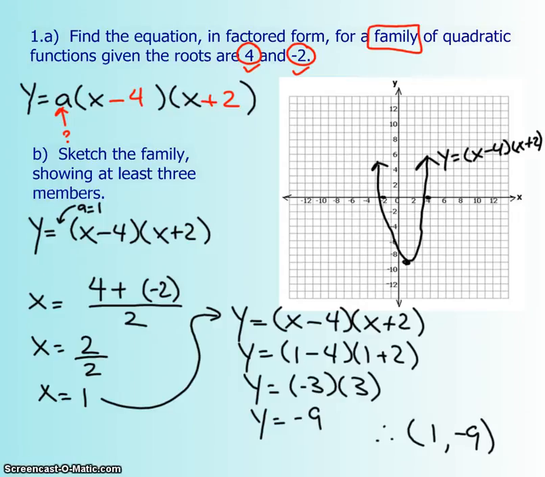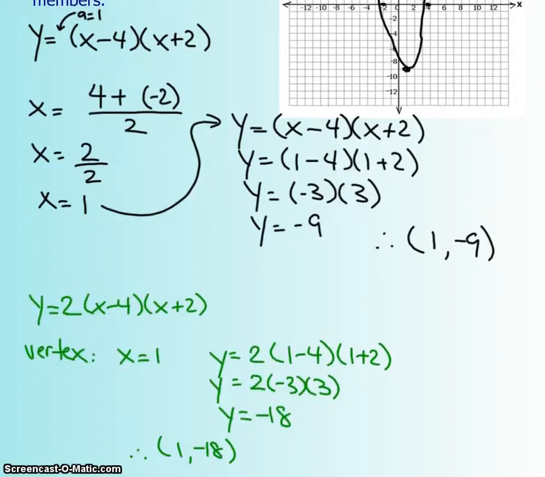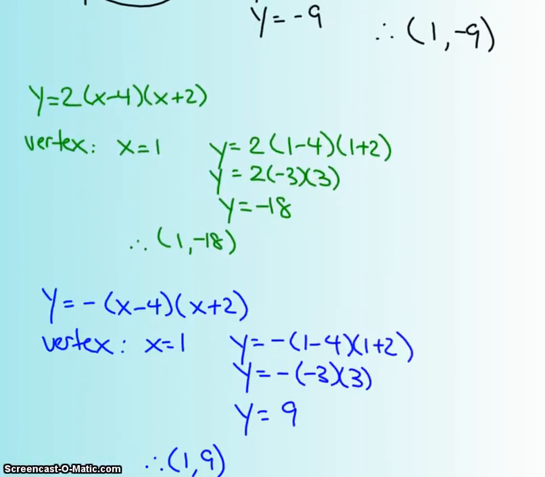What we're going to do now is switch up the a value. So instead of 1, I chose 2 other ones, one in green and one in blue. In the green case, I did a equals 2, and in the blue case, I did a equals negative 1. Now what I want you to notice is that in either case, your roots have not changed. Because they haven't changed, your x value, which was the middle number between those 2 roots, should not have changed either. So your vertex should always start with the exact same number. The only number that's going to change is your y value.